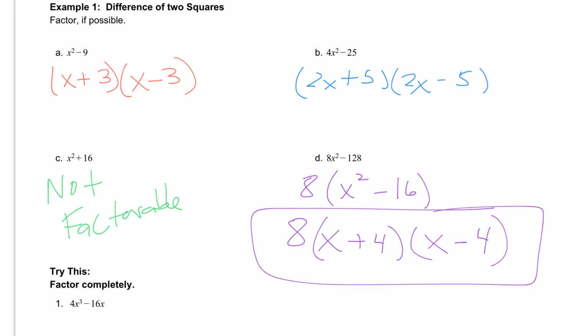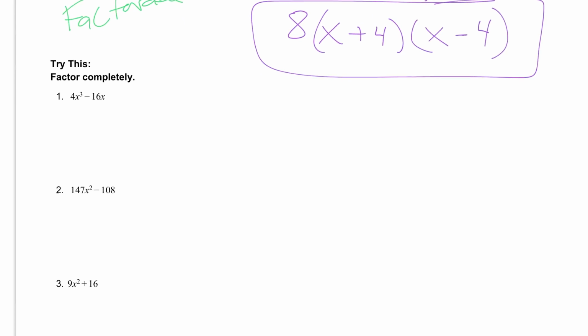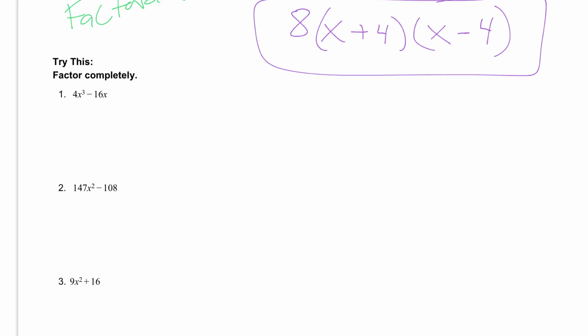Next, I'd like you to do a few on your own. So let's take a look at the try this. You can pause it now, unpause it when you're ready to check your answer.